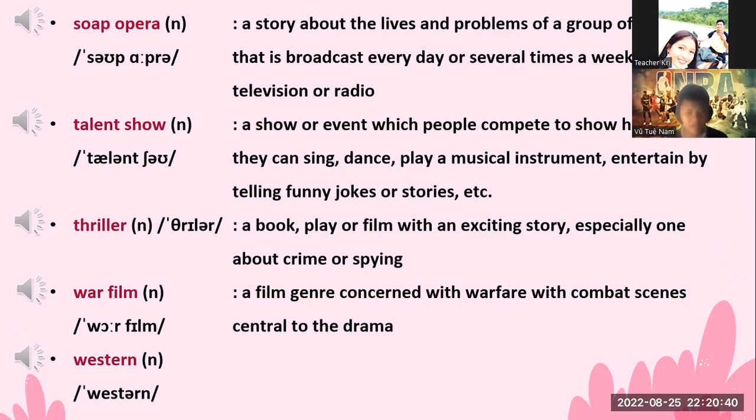A film gathers corners with war farm with combat and contact to the drama.